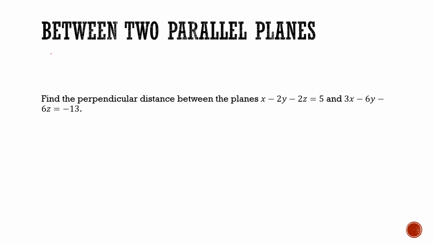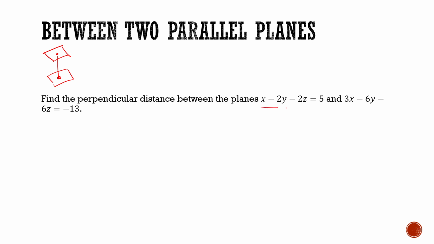Okay, how about the perpendicular distance between two parallel planes? Say we have two parallel planes like I'm illustrating right there. The perpendicular distance we're interested in is that distance right there. So what do we do? We simply locate a point on one of the planes and then find its perpendicular distance from the other plane using the formula that we've seen on the previous slide.